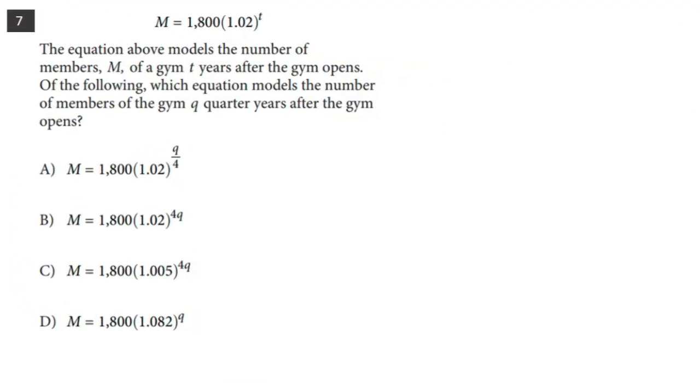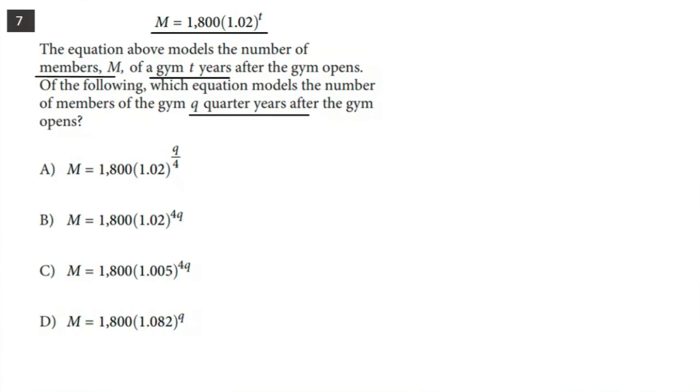Problem 7. So we see an exponential function, m equals 1800 times 1.02 to the power of t. So this is again a gain function. The equation above models the number of members m of a gym t years after the gym opens. Of the following, which equation models the number of members of the gym q quarter years after the gym opens?